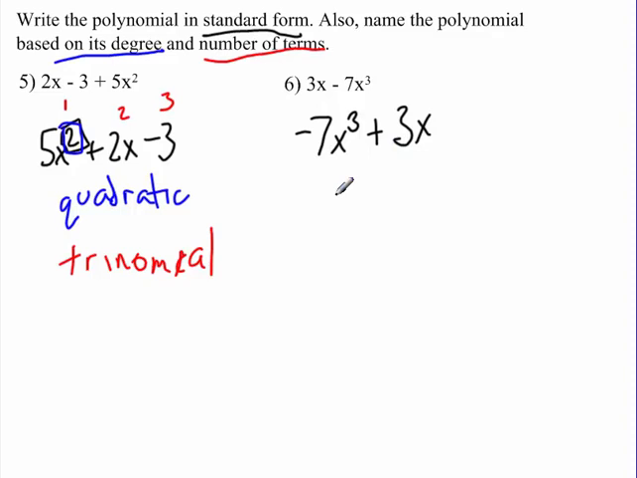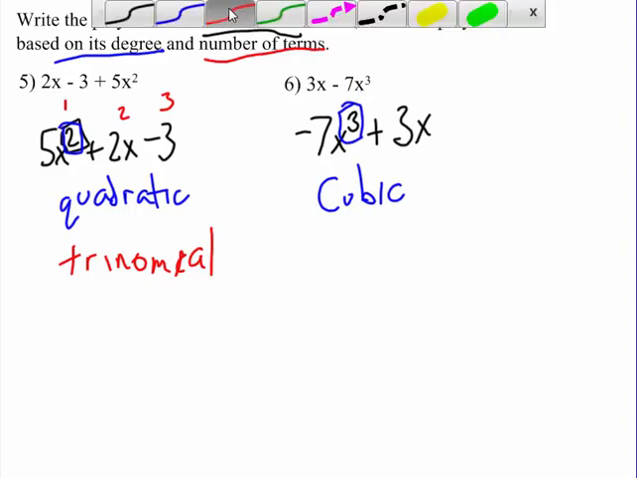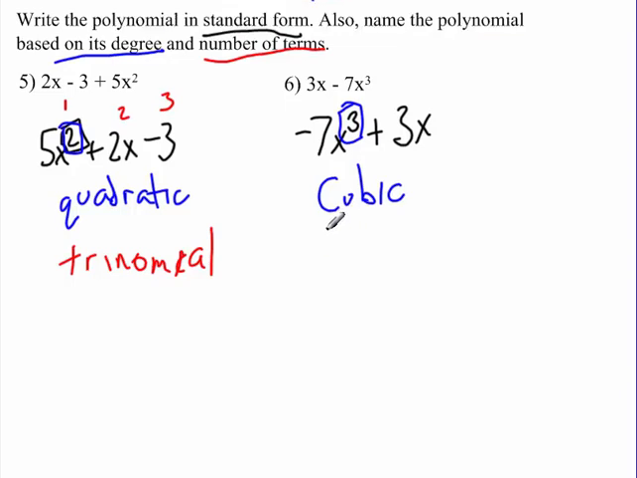Next answer, I got to classify it based on its degree. Well, the degree is 3. We look at our chart, we see that's a cubic. Okay, so we do write cubic out there. And then finally, based on the number of terms, there's 2 terms, so binomial. Alright.